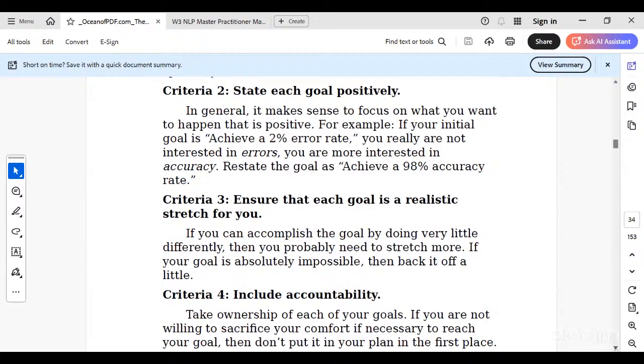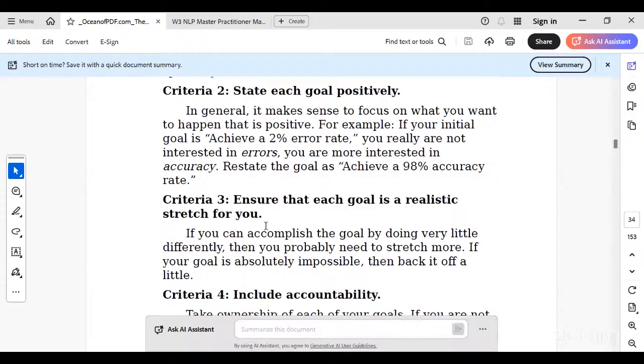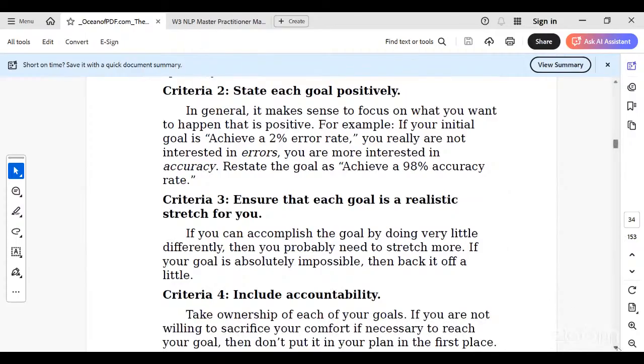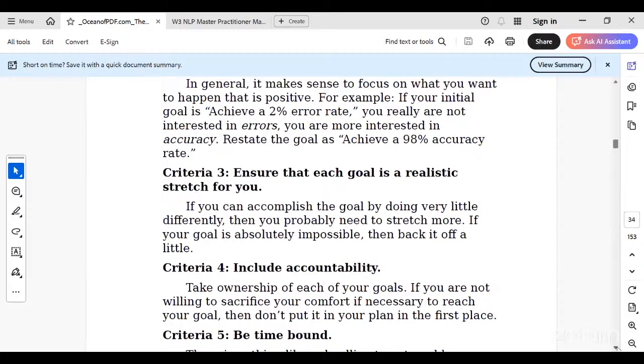Criteria 3, ensure that each goal is a realistic stretch for you. If you can accomplish the goal by doing very little differently, then you probably need to stretch it more. If your goal is absolutely impossible, then back it off a little. Say, for example, in the last 3 months I have hit sales of, say, $10,000. Then ideally in the next 3 months I should think of crossing $10,000, because I'm hitting that limit every month, right? So upcoming, when I look at the next 12-week year, I should say make it $12,000 or $15,000. So it has to be a bit more stretched than what you think is totally possible. If your goal is absolutely impossible, then back it off a little.